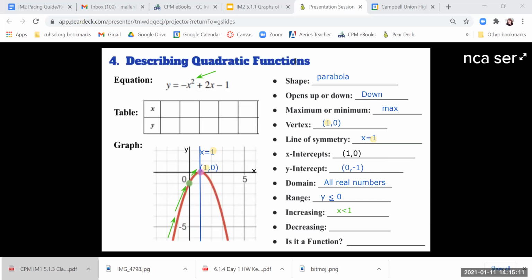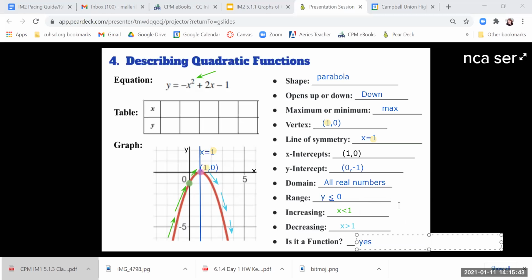Now I'm going to change my color. After the vertex, we're then going down, down, down, downhill. So this is decreasing on the right. So this tells me that we're decreasing where x is bigger than 1, because that's to the right of 1. And then is this a function? Why, yes, it is.